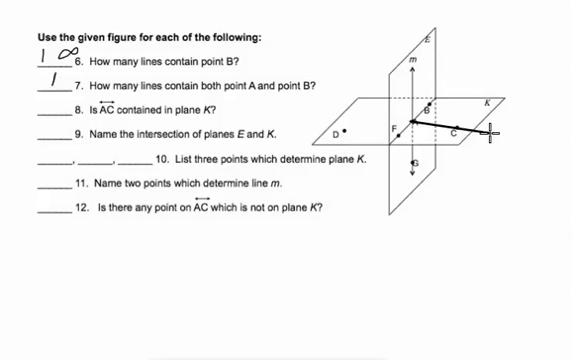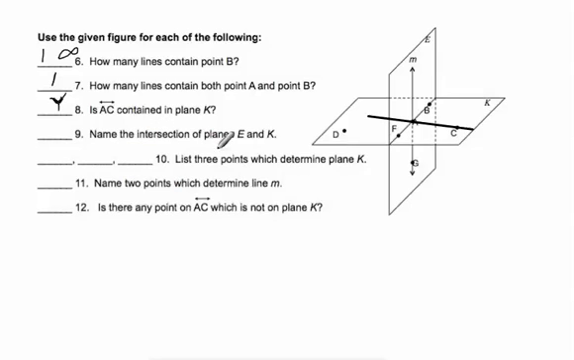There we go, finally got it. All right, and it would go on forever in both directions, but if it goes through both A and C, it is also going to be contained in the plane K, because points A and C are on plane K. The line that goes between them is also on plane K. So yes, line AC is contained in plane K.